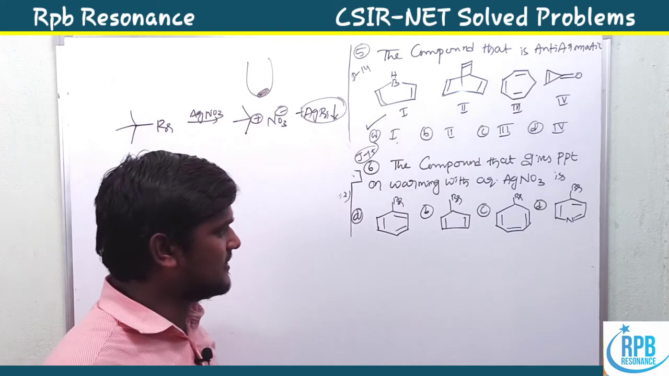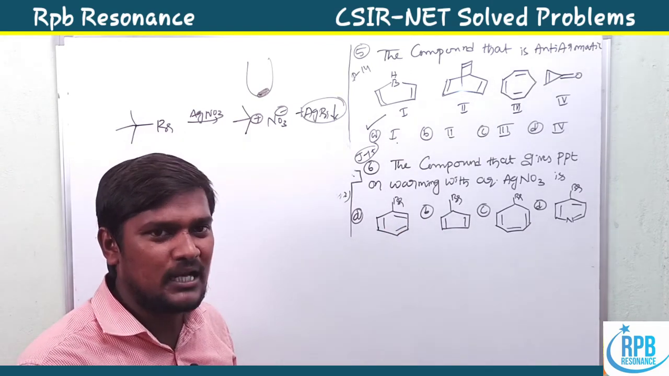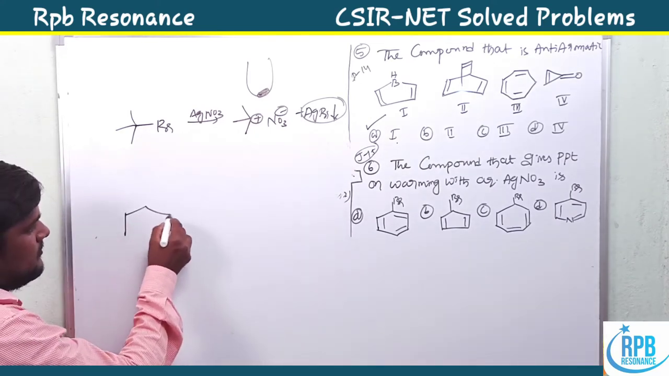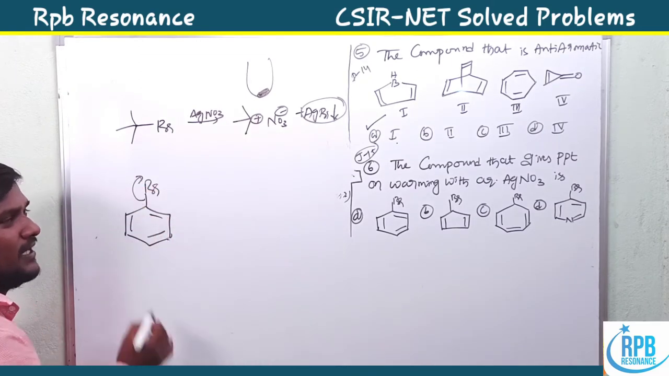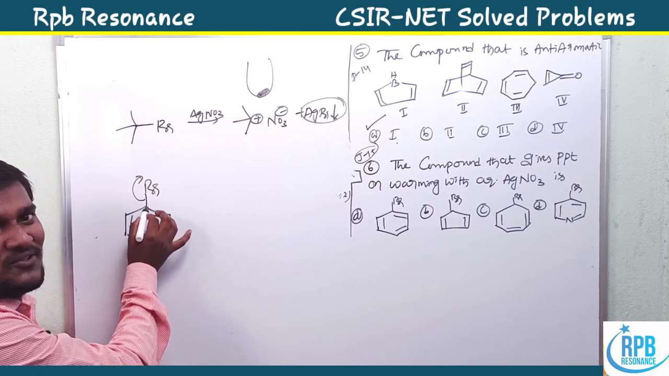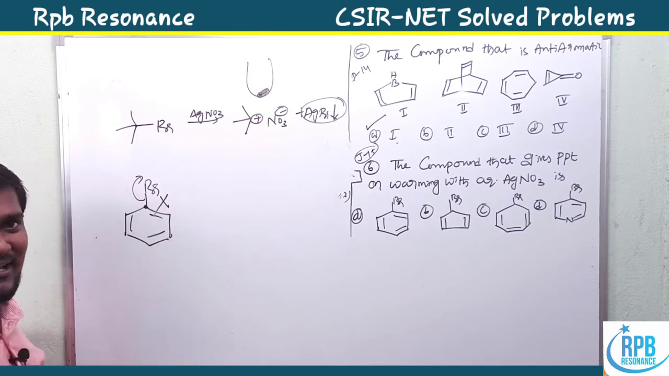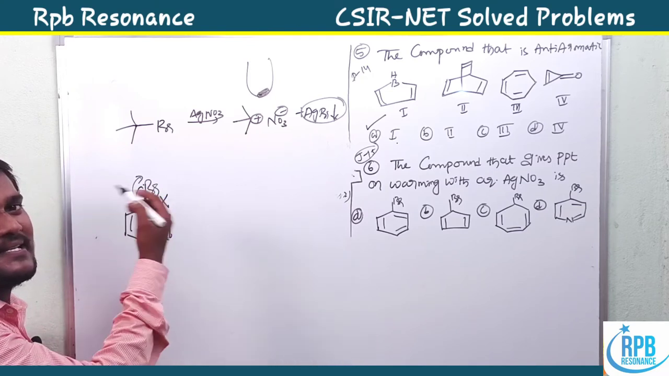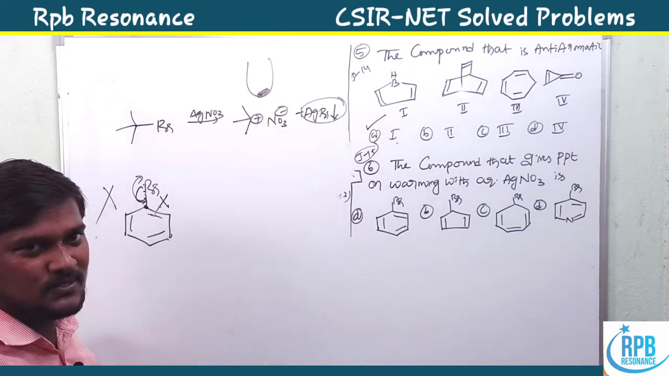Now let us check the A, B, C, D options. Which one readily gives the more stable carbocation? Now option A is bromobenzene. In the case of bromine, it cannot create a positive charge on benzene, so this is ruled out. Why? Because here it participates in the plus M effect. That's why it increases the electronic cloud and cannot decrease it. So A is ruled out, as it cannot form the positive charge.